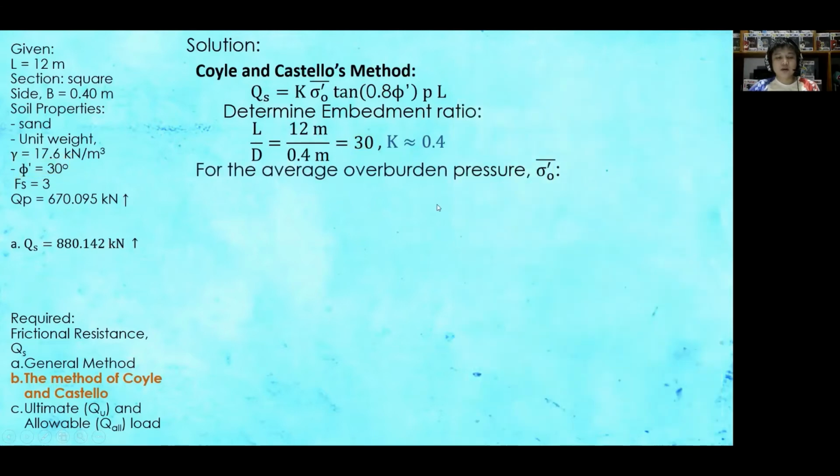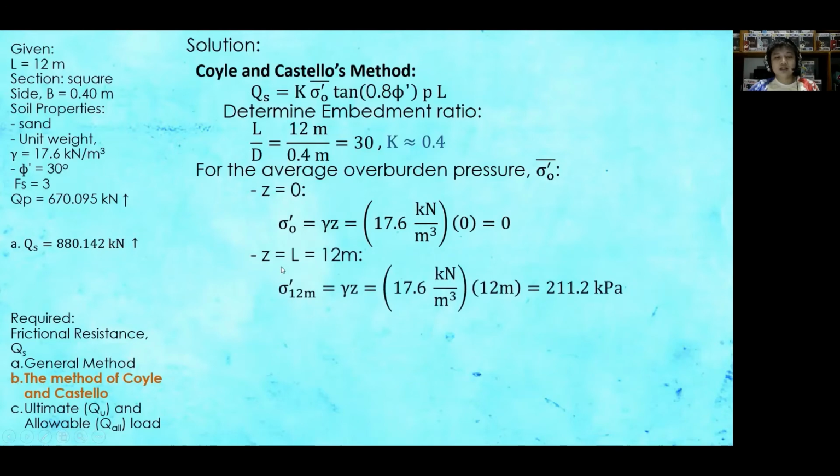So for the average overburden pressure, or the sigma O prime bar, at Z equal to 0, the sigma O prime is equal to gamma times Z. So at Z equal to 0, the sigma O prime is equal to 0. And at Z at the end of the pile or tip, which is 12 meters, we have our sigma prime at 12 meters equal to gamma, that is 17.6, times 12. It is equal to 211.2 kilopascals.